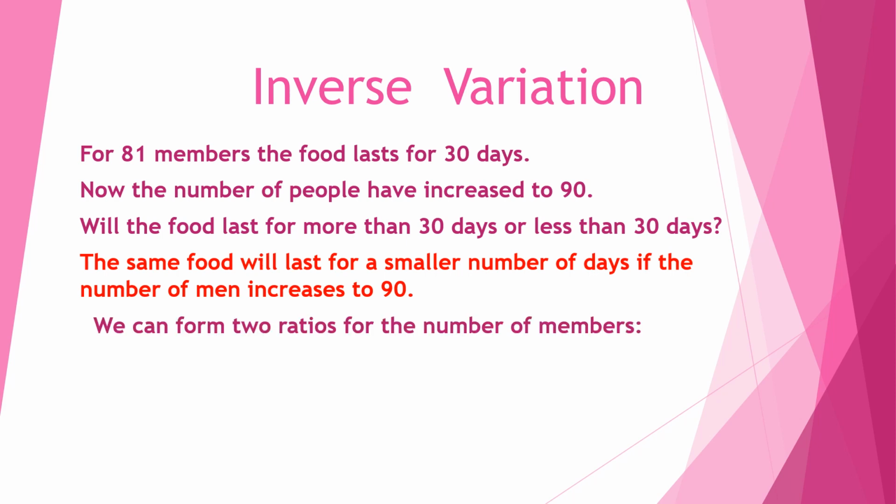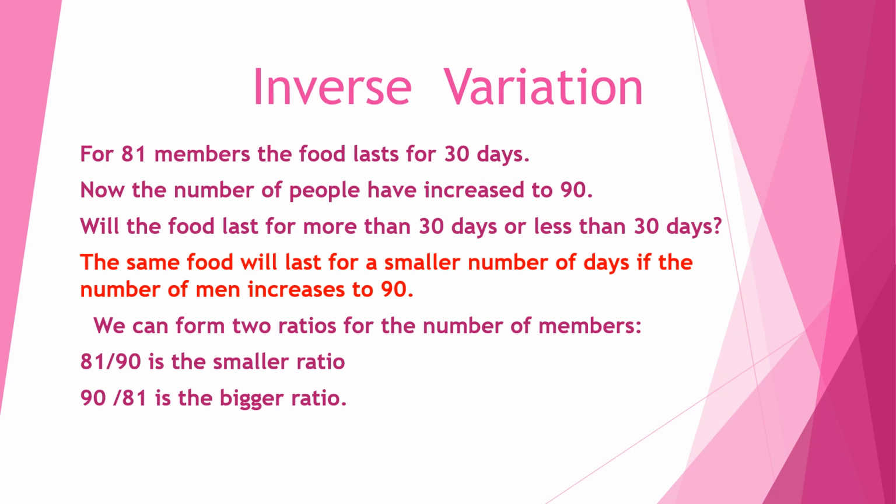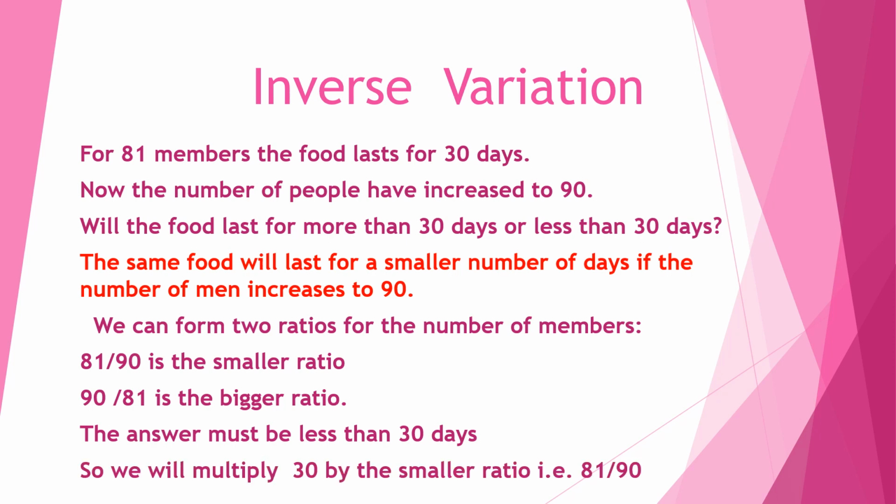We can form two ratios for the number of members. 81 by 90 is the smaller ratio. 90 by 81 is the bigger ratio. The answer must be less than 30 days. So we multiply by the smaller ratio. We'll multiply 30 by the smaller ratio, which is 81 by 90.